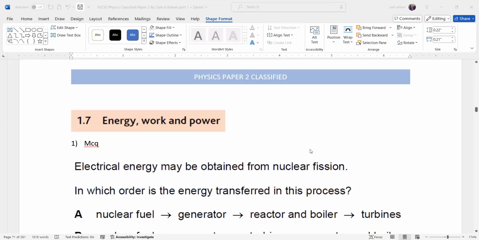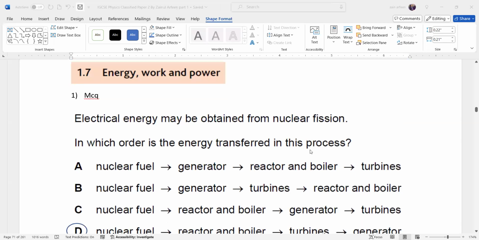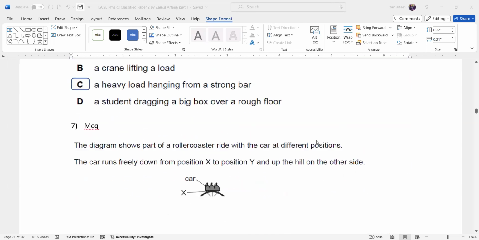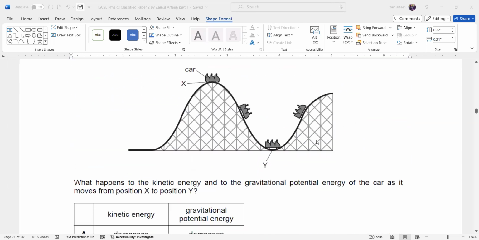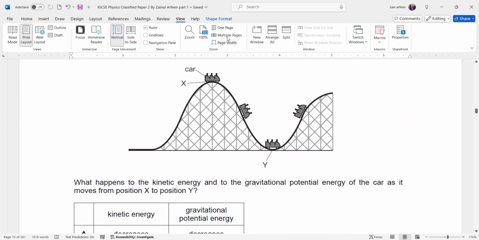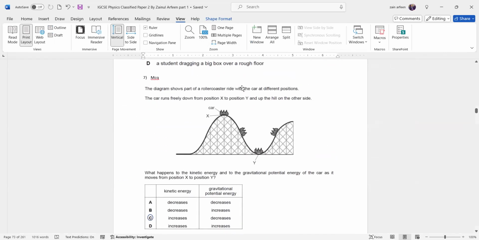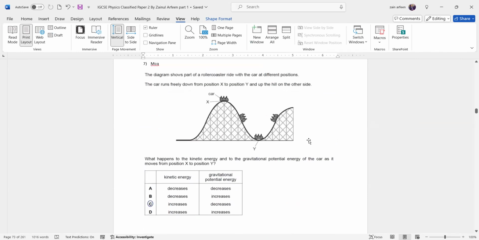So in this classified paper, the MCQ is related to the topic work, energy, and power. You can also use the chat to answer the questions. As you can see, we'll start with question 7, as the first 6 questions are already recorded.